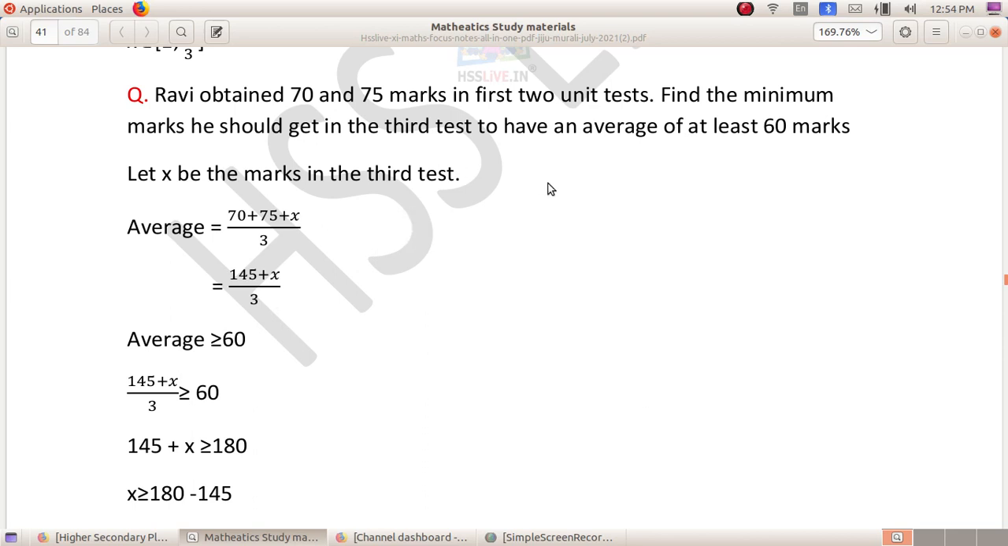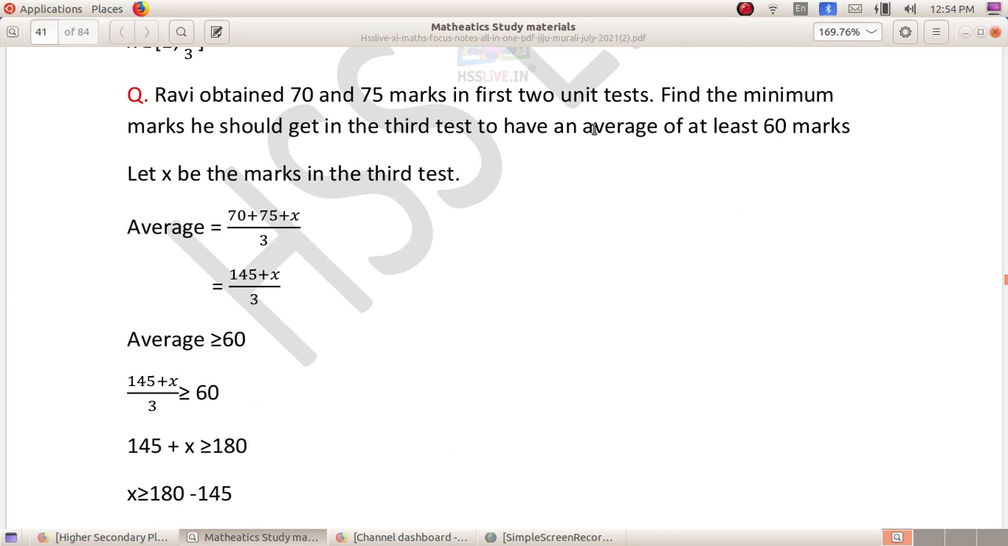And question again says that find the minimum marks he should get in the third test to have an average of at least 60 marks. So at least 60 marks, which means what? There are no problems if the mark exceeds 60. If it is 61, no problem. If it is 62, no problem. Therefore, average mark is greater than or equal to 60. Okay. If it is 59, that may be a problem.